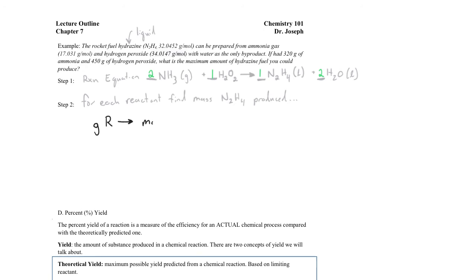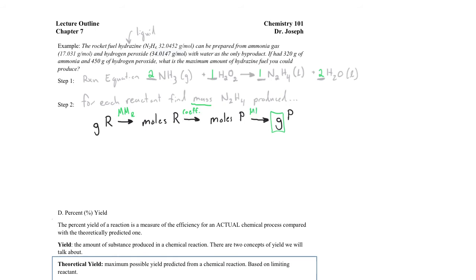We're going to start with our mass of a reactant, so I'll call that R. So we start off with grams of R, and we convert that into moles of R. Once we have moles of R, we can convert that into the moles of the product, which I'll call P. So we go from moles of R to moles of P. Now that we have the moles of P, we just convert that into the mass of P. And we've then converted the grams of R into the grams of P.